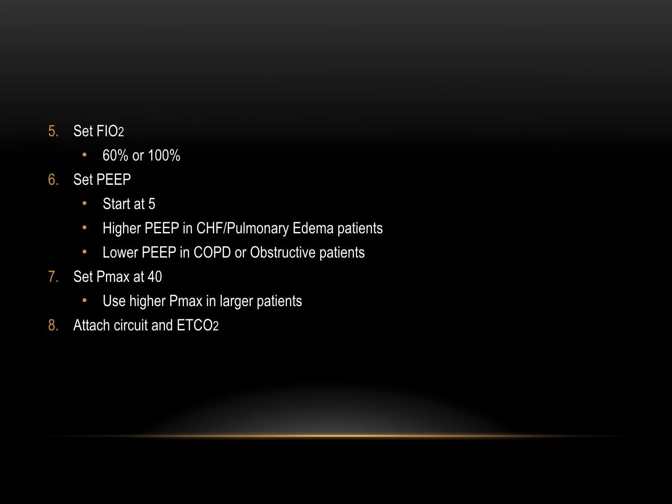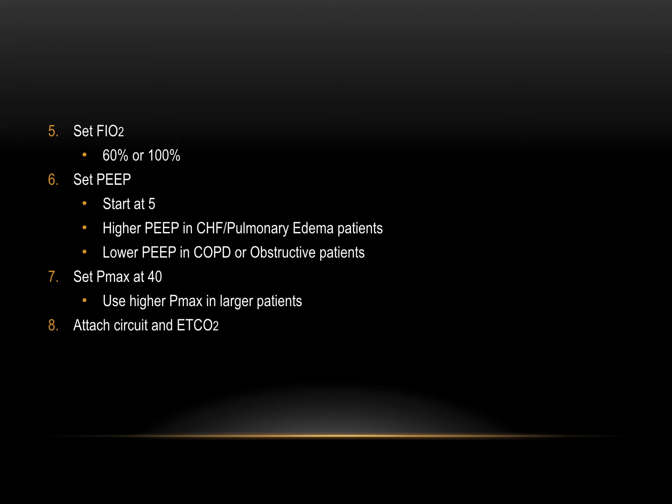Once we find our minute volume and respiratory rate, we're going to set our FiO2, 60 or 100%. Based on their needs, we can start at 100 and adjust lower, or start at 60 and adjust. Just base it off of where your SpO2 and your end tidal are. Then we're going to set our PEEP. We're going to start at 5. We're going to go higher in CHF, pulmonary edema patients, patients with a large shunt or VQ mismatch. We're going to go lower in COPD patients or obstructive patients.